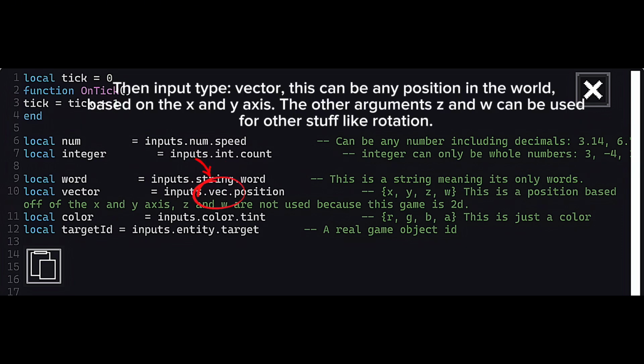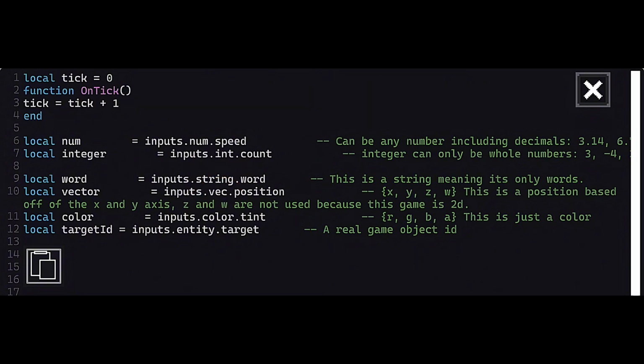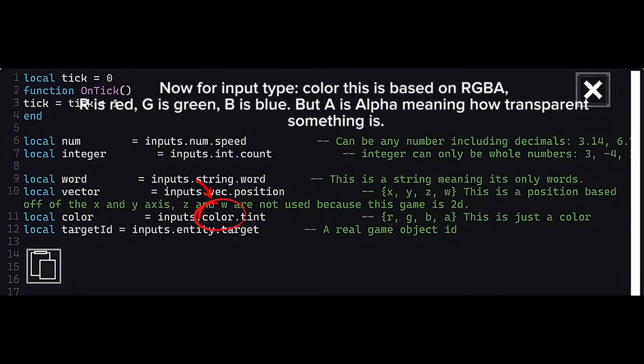Then input type vector. This can be any position in the world, based on the x and y axis. The other arguments z and w can be used for other stuff like rotation. Now for input type color, this is based on alpha. R is red, G is green, B is blue. But A is alpha, meaning how transparent something is.